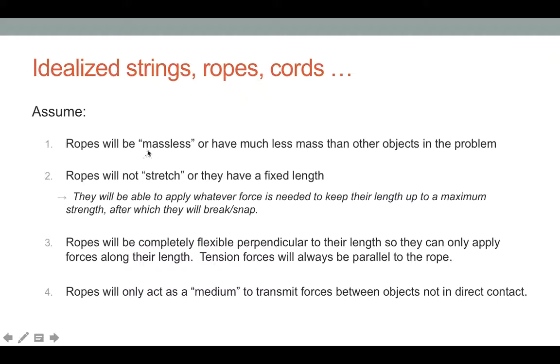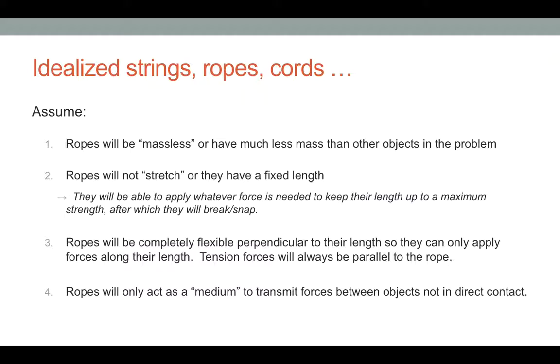We're always going to assume that they're essentially massless. Or what that really means is that their mass will be much, much smaller than anything else in the system. So therefore we can neglect their mass. We will also assume that they will not stretch, or their length is fixed. What that means is when they apply forces, the two objects they're attached to will always have the same distance in between them. And we will assume that the ropes will apply whatever force is needed to keep those two objects moving together and keep the length fixed.